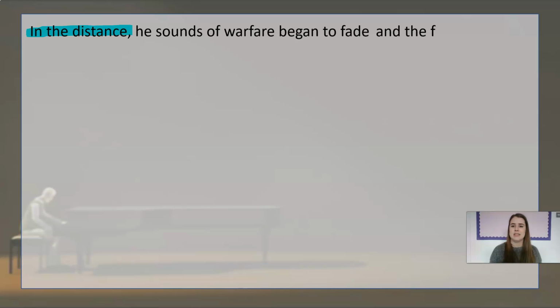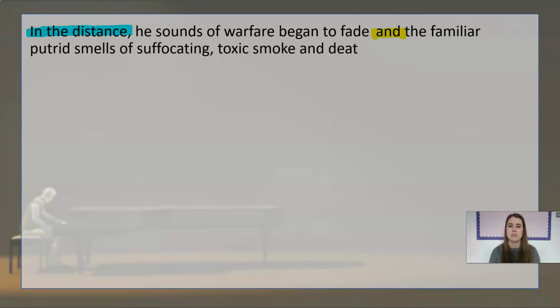The sounds of warfare began to fade, and the familiar, so I've got the "and", so I'm now adding on to the information, and the familiar putrid smell of suffocating toxic smoke and death began to retreat. Now, we've looked at the word putrid before when we looked at our amplification skills, and this is where we use the repetition skills of different synonyms for bad. So putrid, toxic, rancid, rank, the stench. So I've linked it back to that work that we did beforehand, because the one main thing that lingered the most was the smells, wasn't it? So we've got the putrid smells of suffocating toxic smoke. There I've got my expanded noun phrase, with two additional adjectives.